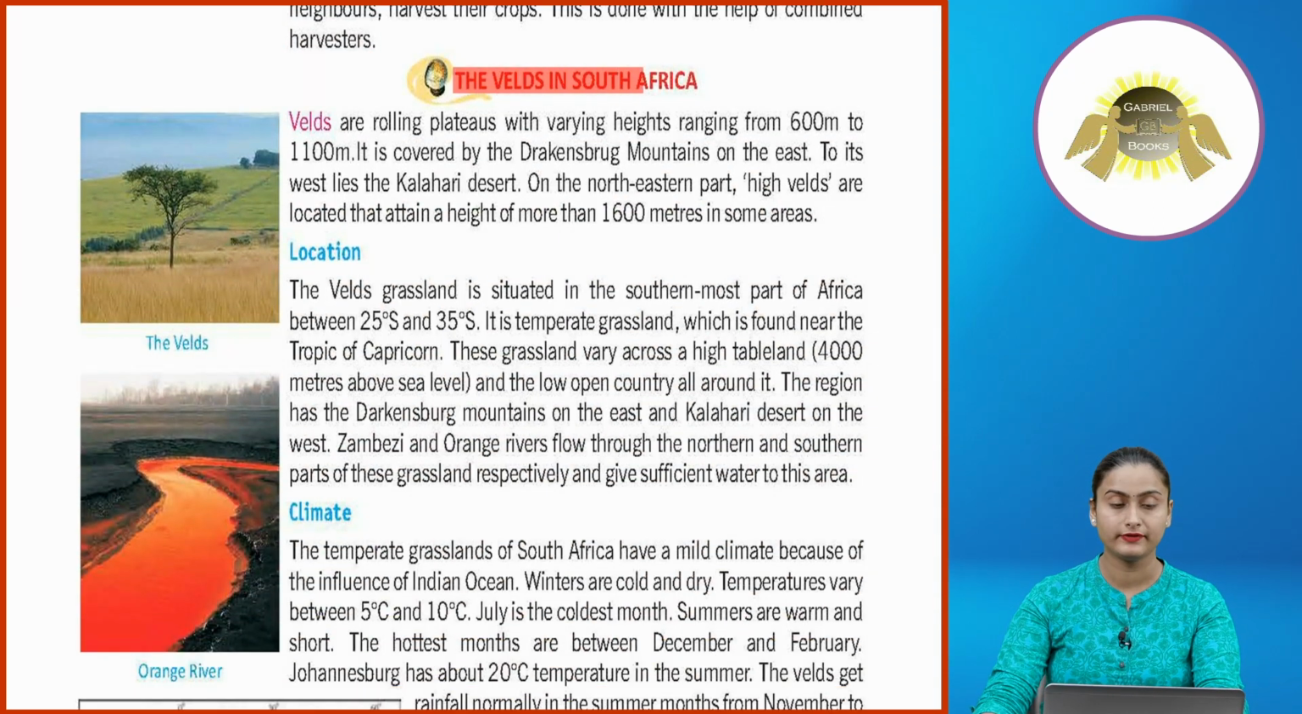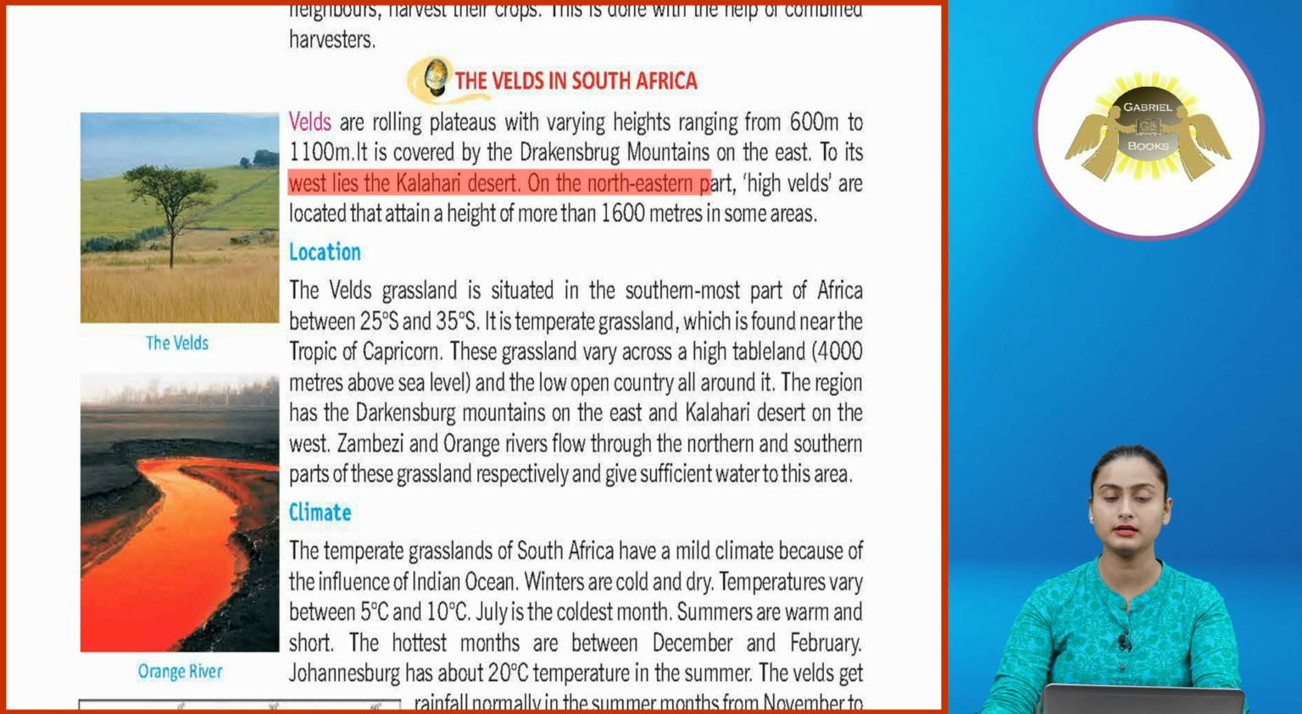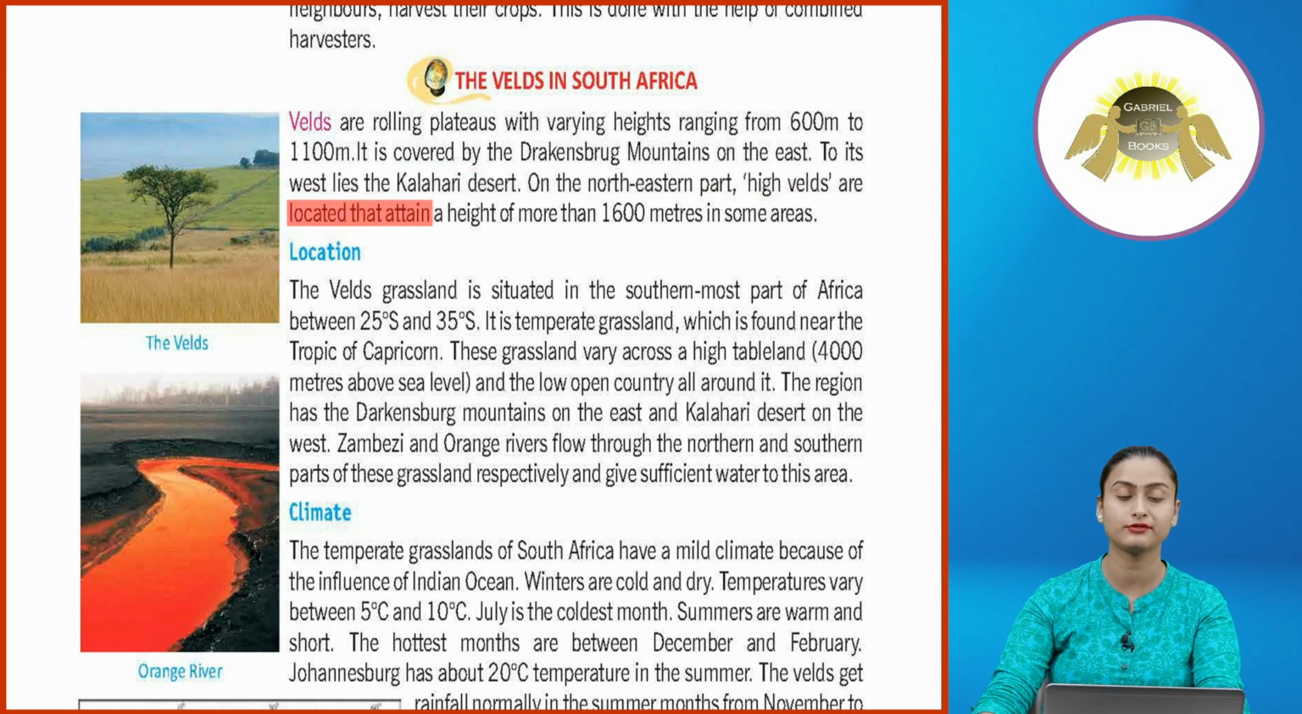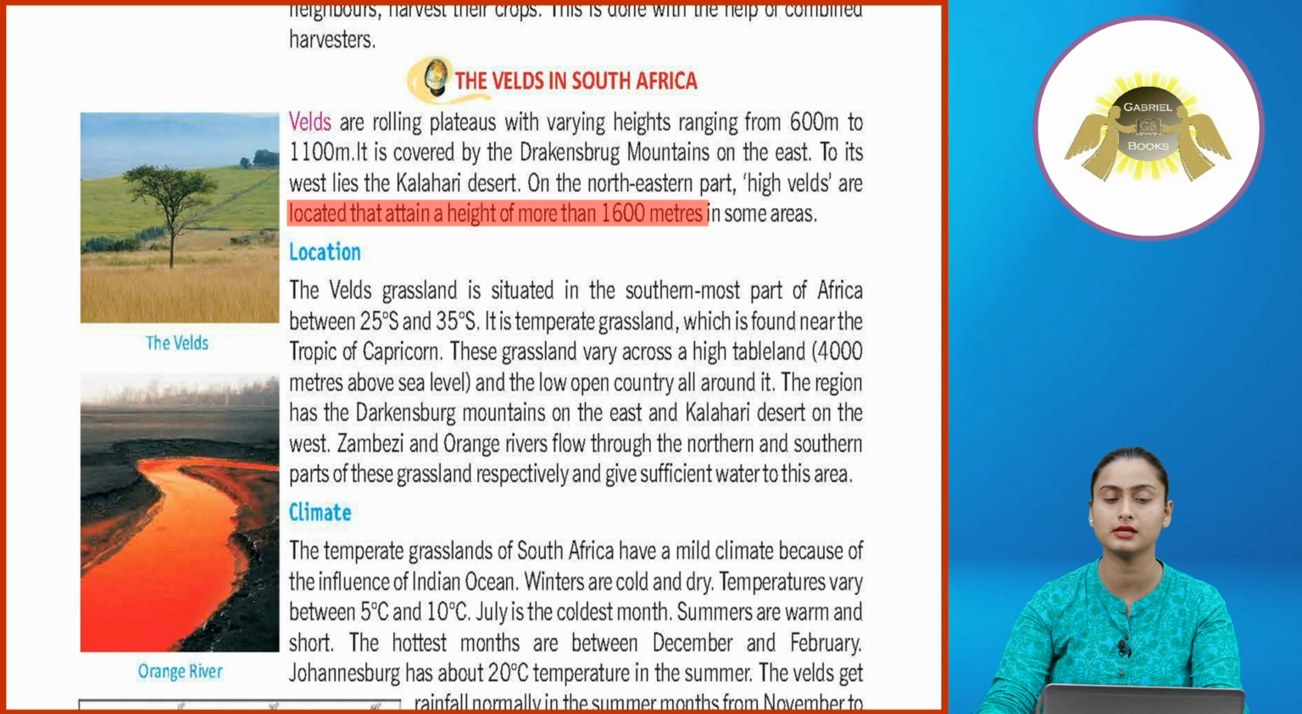The Veld in South Africa. The Veld is rolling plateaus with varying heights ranging from 600 meters to 1100 meters. It is covered by the Drakensberg Mountains on the east. To its west lies the Kalahari Desert. On the northeastern part, the High Veld is located, which attains a height of more than 1600 meters in some areas.